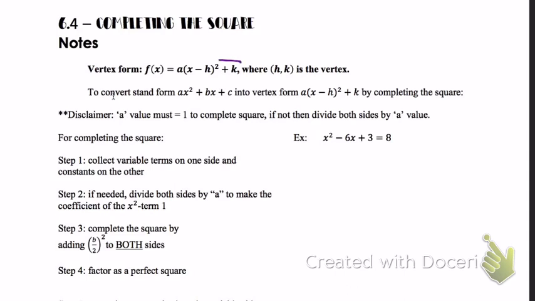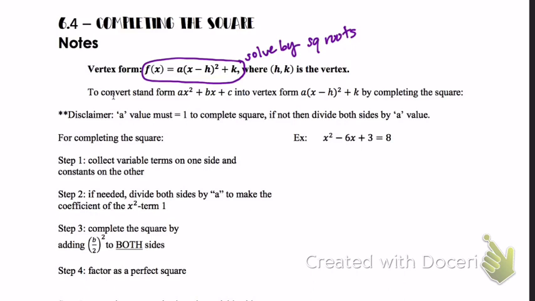So vertex form looks like this. Anytime you have vertex form, you solve by square roots. So we're actually going to take an equation that's in standard form, put it in vertex form by completing the square, and then solve by square roots. So this unit, we're kind of trying to combine everything that we know.